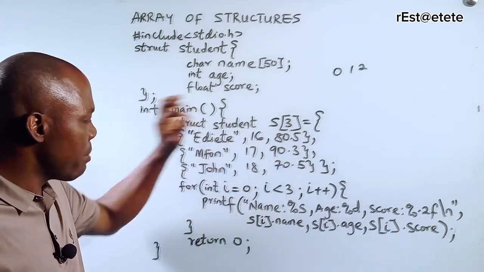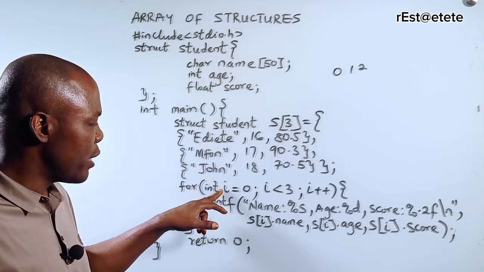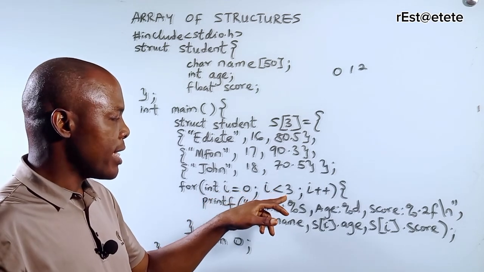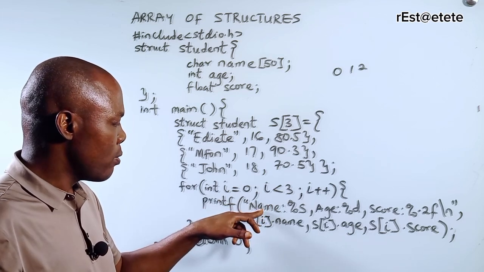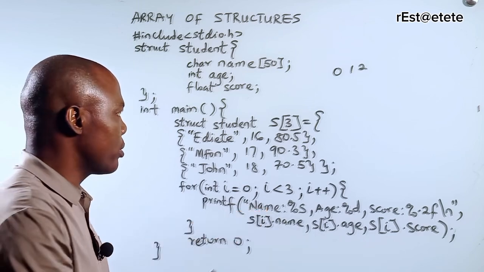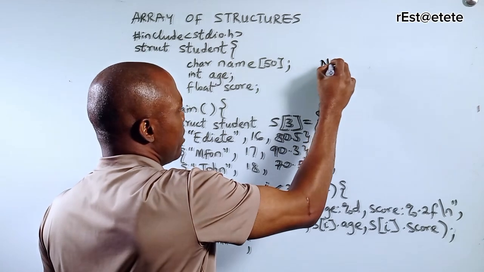Now, to be able to print them out, I'll use my for loop. So in my for loop, I declare a variable i and assign 0 to it. Then I'll test. i is less than 3, that is true. It will come in. And then printf will print out this one as a string, name on the board. It will print out name.